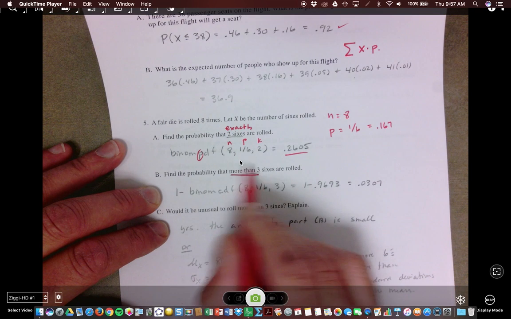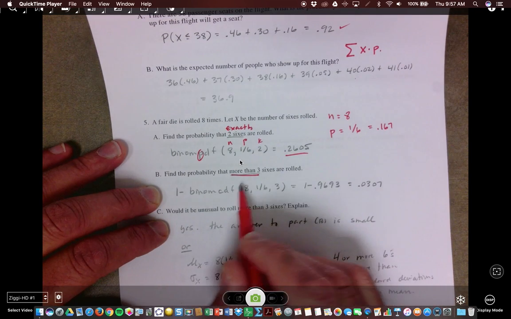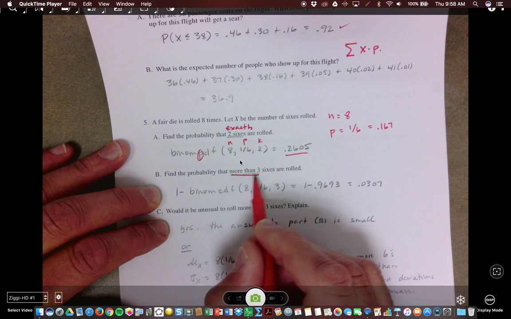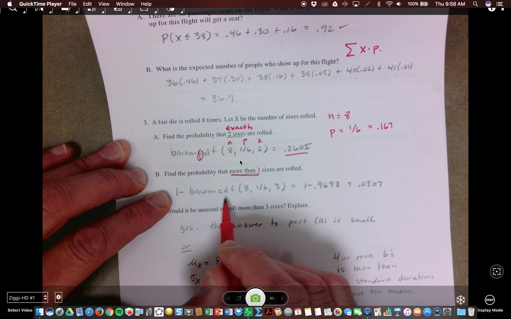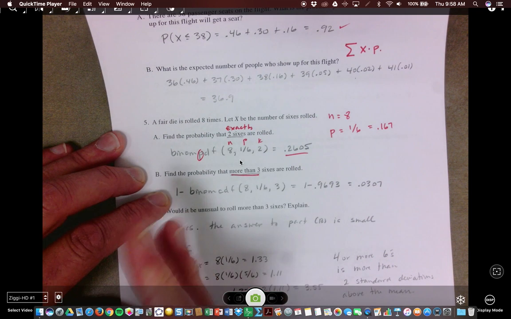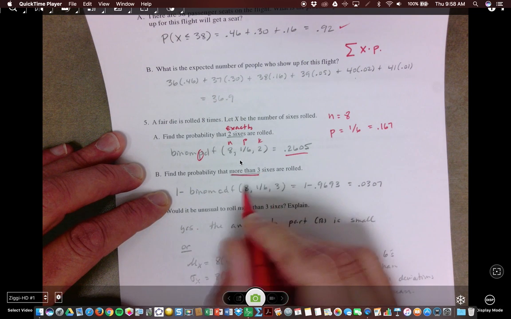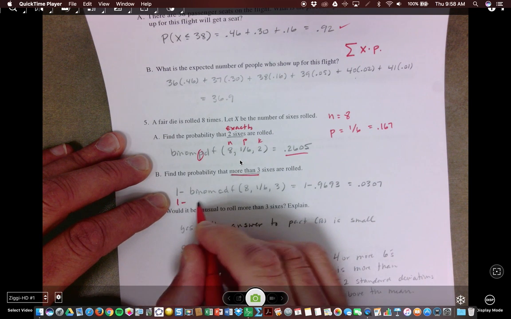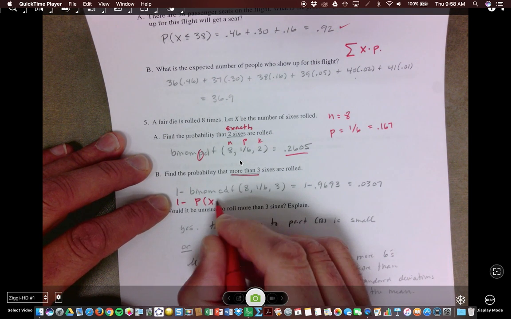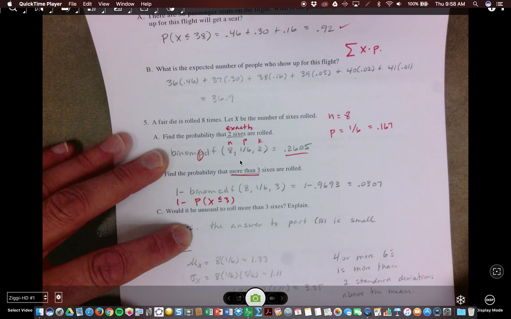First of all, it's a range of numbers, and it's also a greater than. All right, so find the probability that more than 3 sixes were rolled. The calculator is going to give you the probability that you're going to get between 0 and a fixed number. So we want to know more than 3 means 4 or more. So this is 1 minus the probability that x is less than or equal to 3, which is going to give us 4 or more.